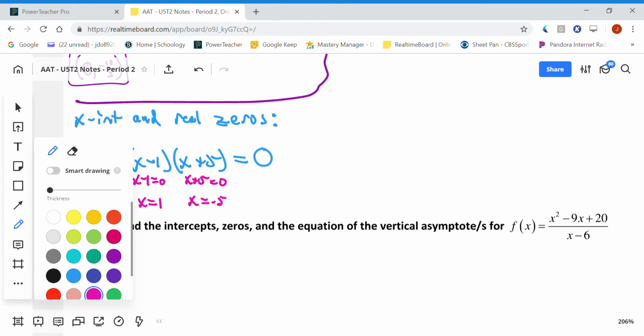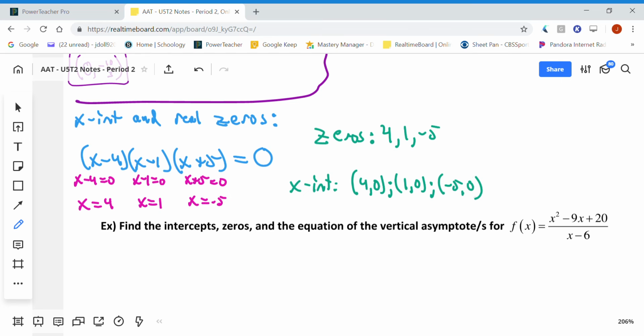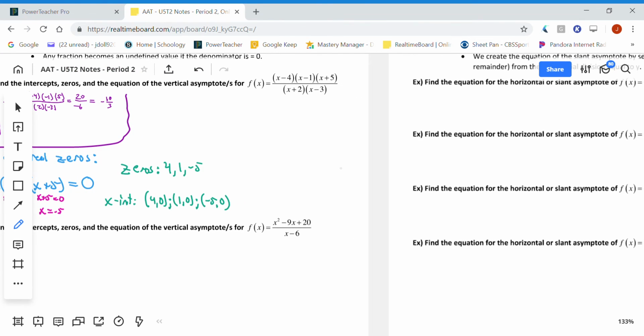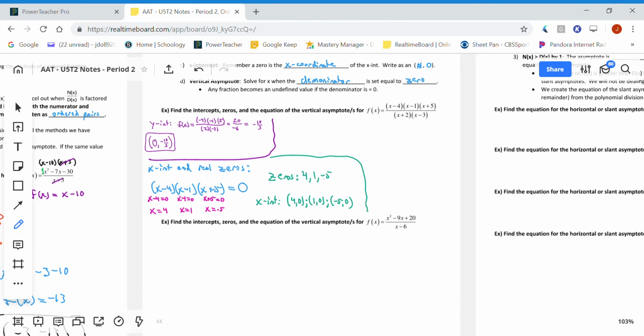The zeros are just those values, 4, 1, negative 5. My x-intercepts are going to be ordered pairs with those 3 numbers as the x-coordinates and 0 as the y-coordinates. All right, so there's my y-intercept, my x-intercepts, and my zeros.